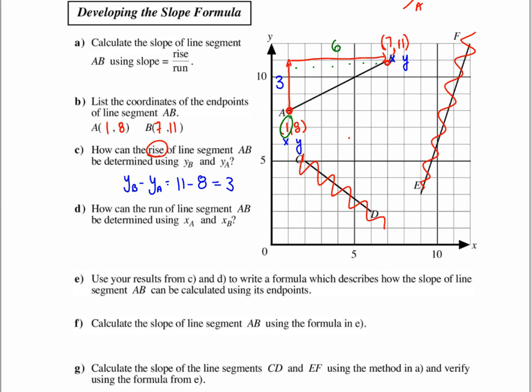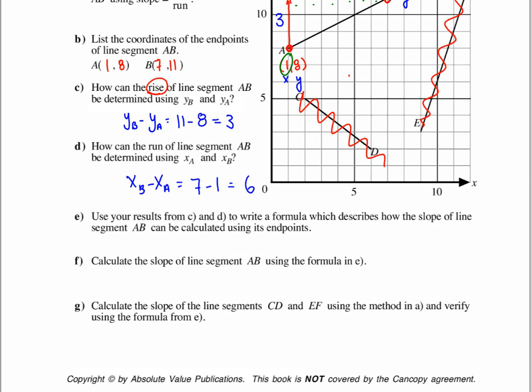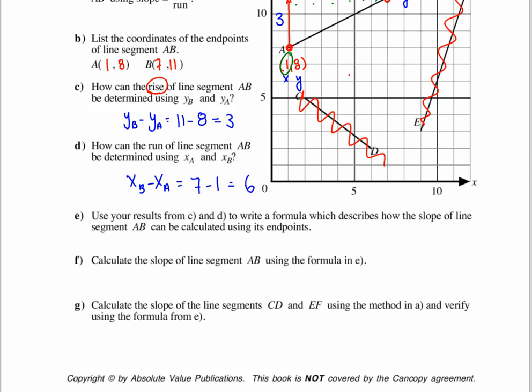Okay, so if we look at 7, 11, we go from 1 to 7. The difference between the x values, because we're talking about a run, and run is horizontal. So xb minus xa would be 7 minus 1, which gives you that run of 6. And so we can use that to actually make our formula for slope. Because slope then would be the rise, which is the difference of the y coordinates, over the run, which is the difference of the x coordinates.